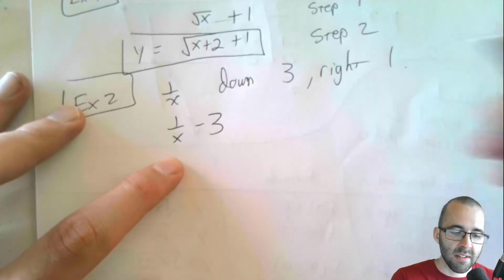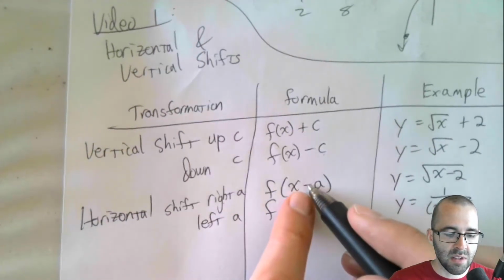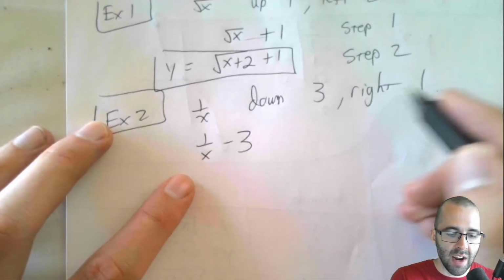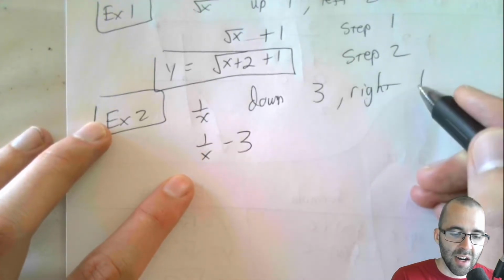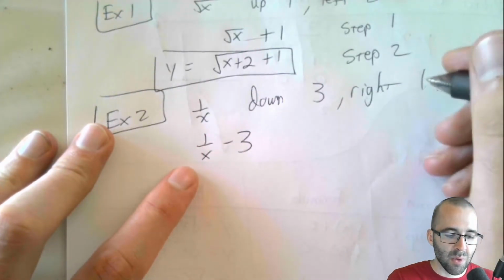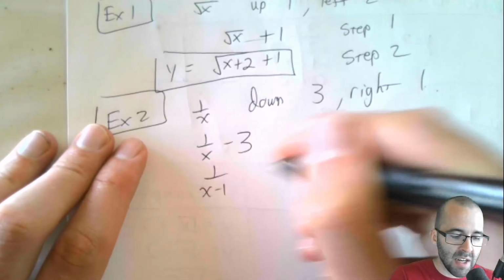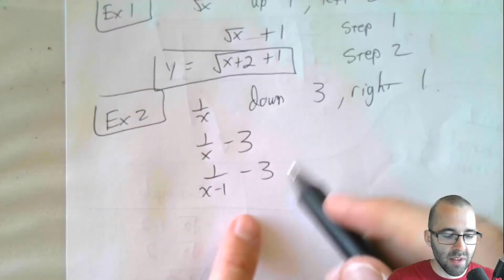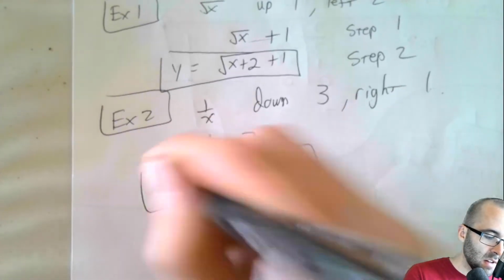Now we need to move it to the right. So we again consult our table. Say to move it to the right a units, we subtract a from the inside. So we need to subtract 1. All right, so wherever that x is, we're going to have an x minus 1 now. So next is going to be 1 over x minus 1 minus 3. Down 3, right 1, and this is our answer. Okay.